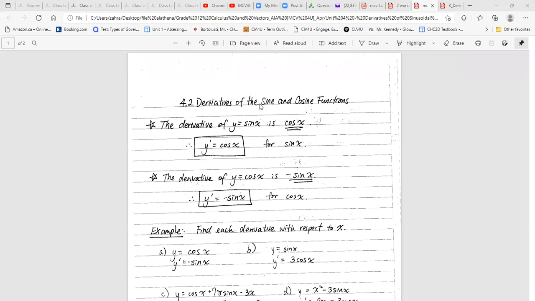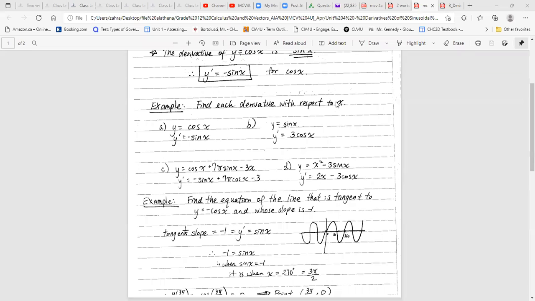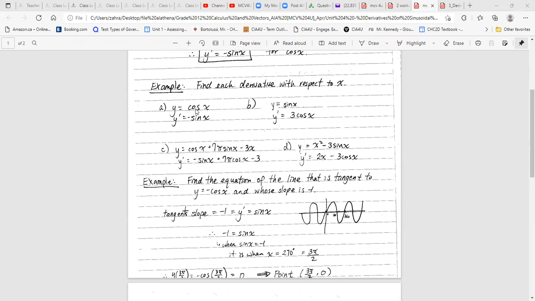Okay, 4.2 derivative of sine and cosine function. So in the previous class, we did the derivative of the sine is cosine, and derivative of the cosine is negative sine. Now, based on that, we can use the different rules to do that. So here, derivative of cosine is negative sine, derivative of sine is cosine here. That's a typo, so it should be 3 here.